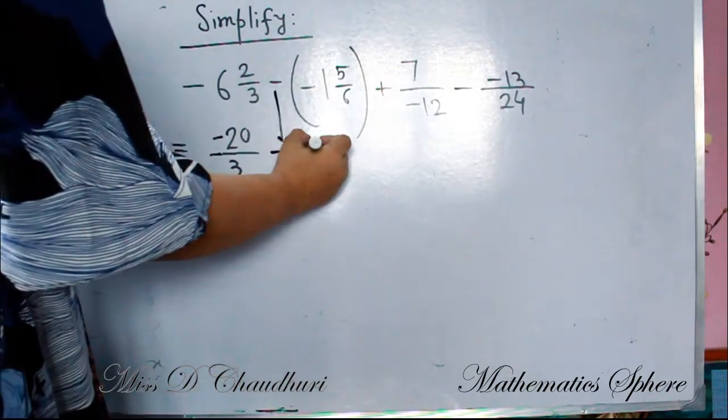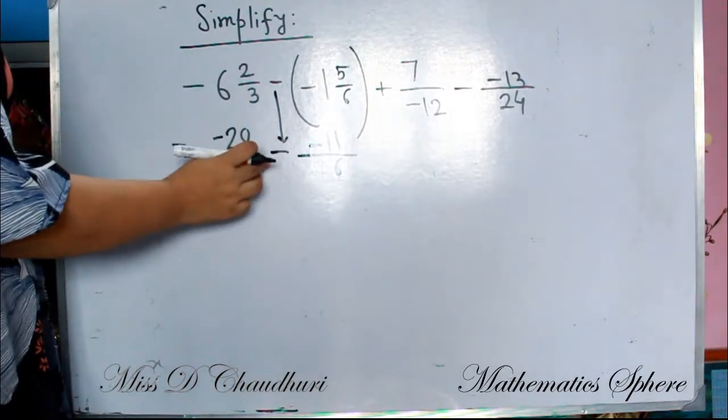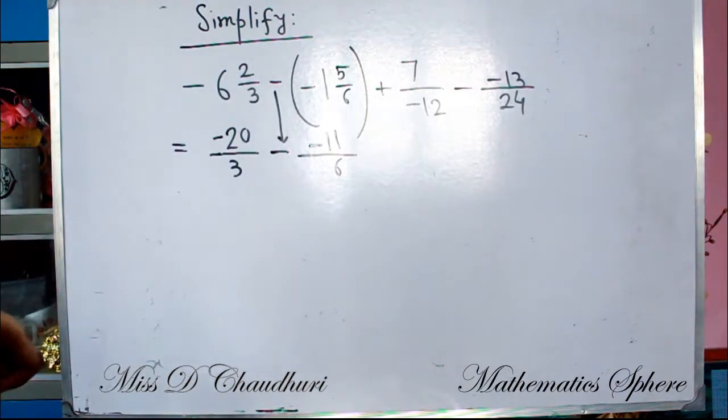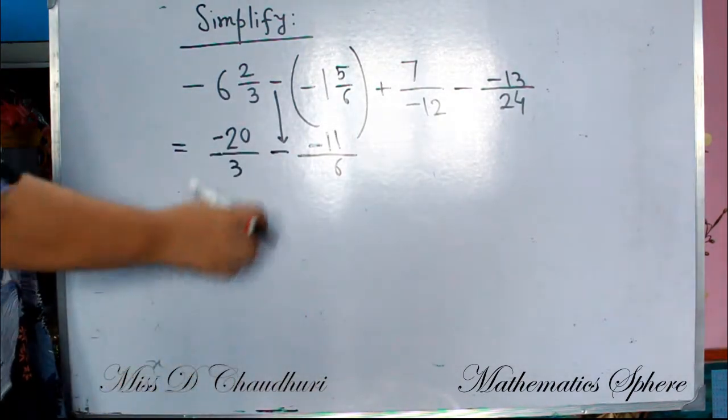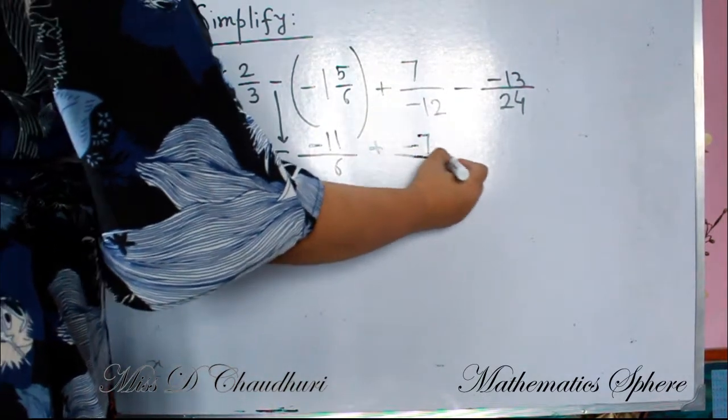Now this minus is this one, let it remain as it is. Now for this one, this will be minus 11 by 6. Be careful, do not make it plus 11 by 6 here. Yes, you can make it, but better not to do it. Let it be like this only, plus. So this will become minus 7 by 12.